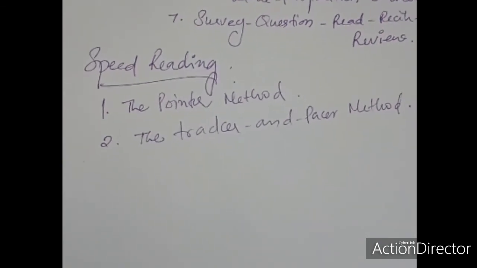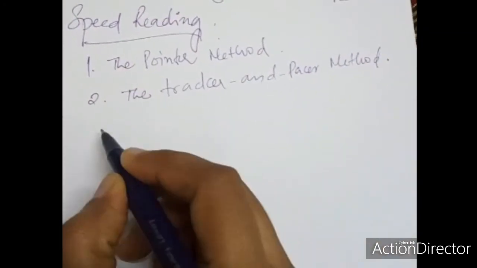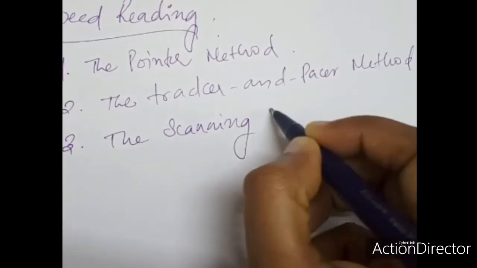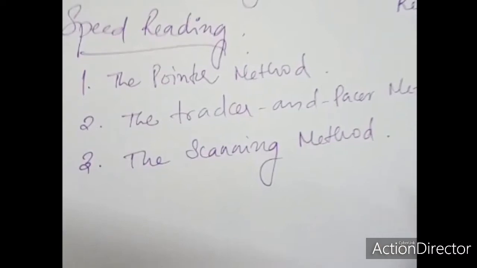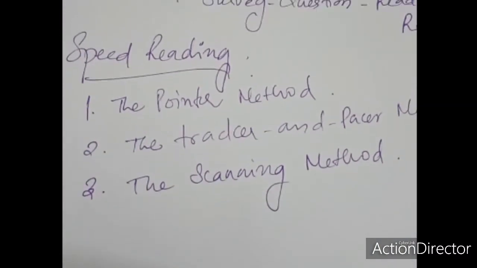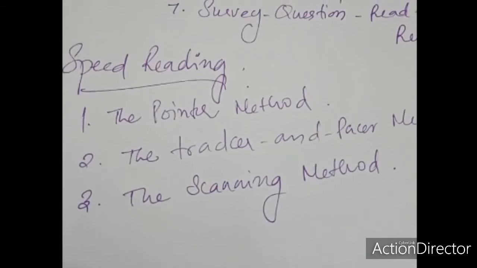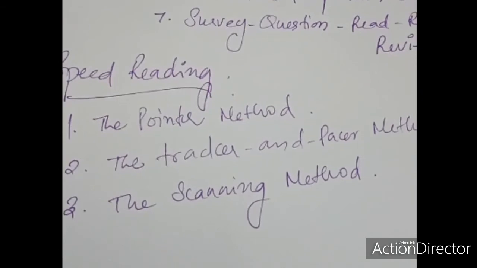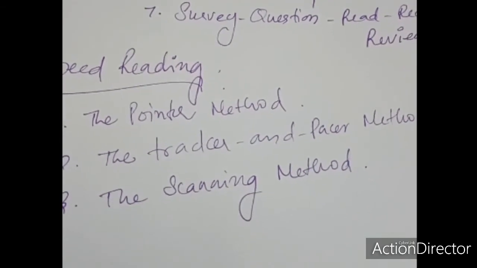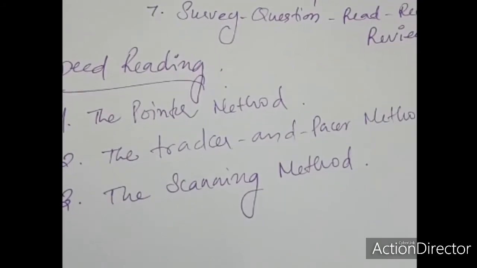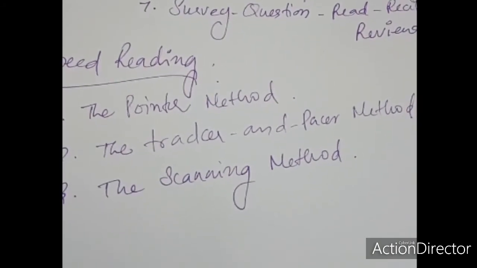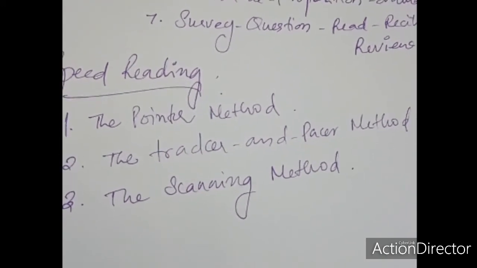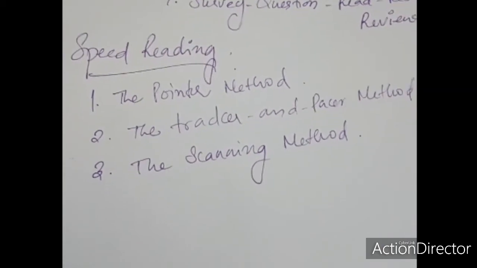Now, that is speed reading methods. Third one is the scanning method. So scanning involves moving your eyes quickly down the page, often down the center, and identifying specific words and phrases as you go. You won't read every word, but your eye will land on what is important to allow you to grasp the basic idea, right? So the scanning method is using your eyes, the tracker and pacer method is using your pen and the cap, and the pointer method is using your fingers. Hope it is clear. This is all about speed reading.